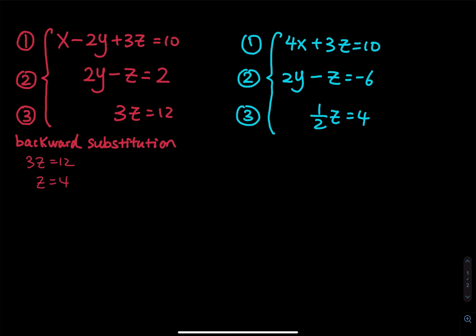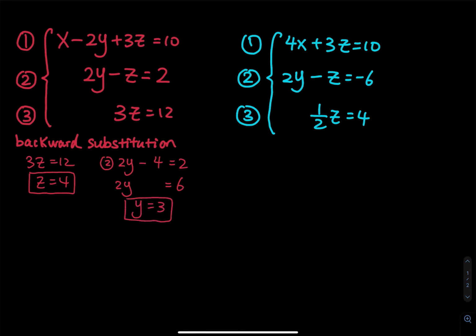Once you solve one of the variables, the rest is very easy. Since we have z equals 4, I will plug this into equation 2. Equation 2 was 2y minus z equals 2. Since z equals 4, you put a 4 right here, and then you have 2y equals 2 plus 4 equals 6, and then divide both sides by 2, y equals 3.